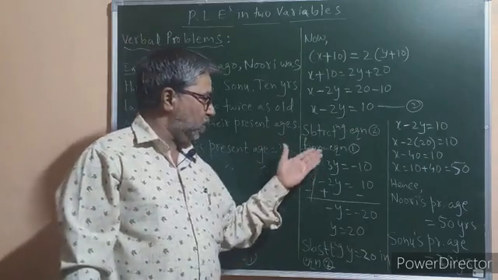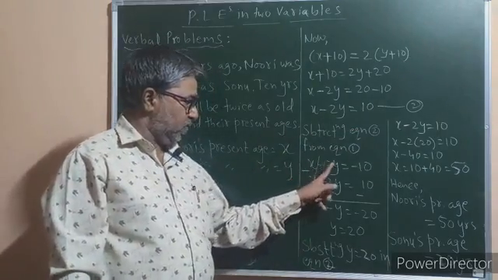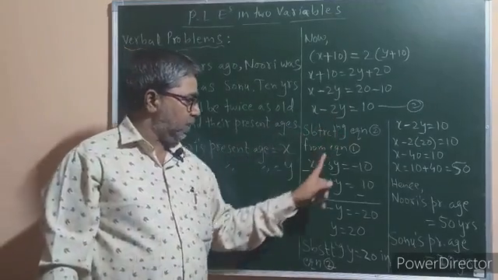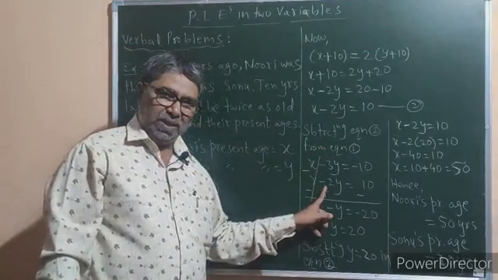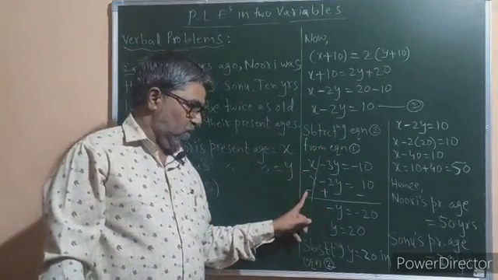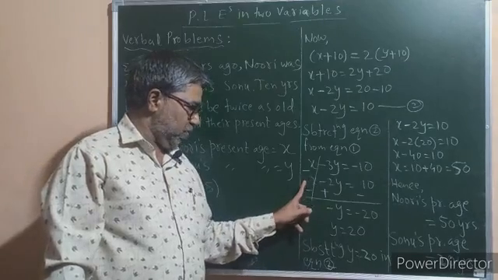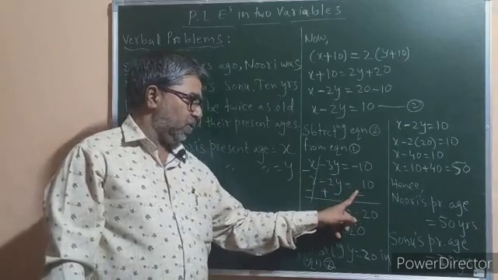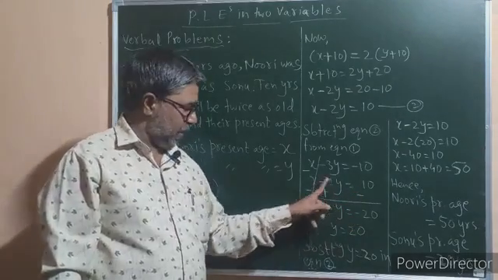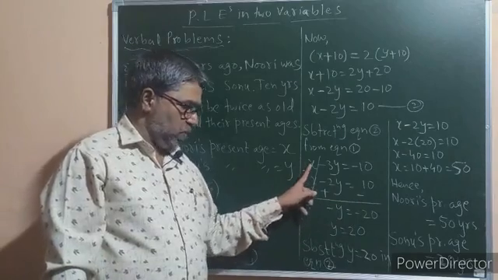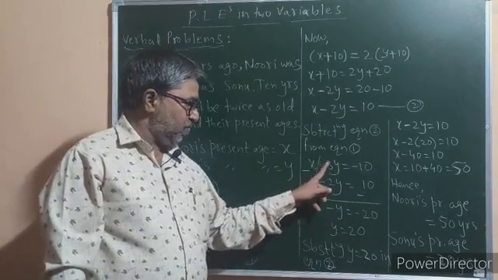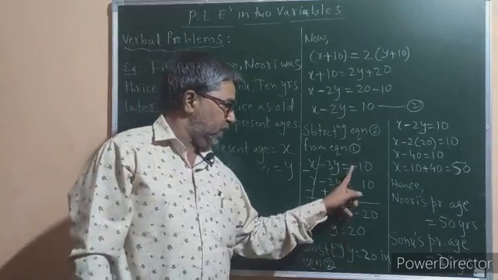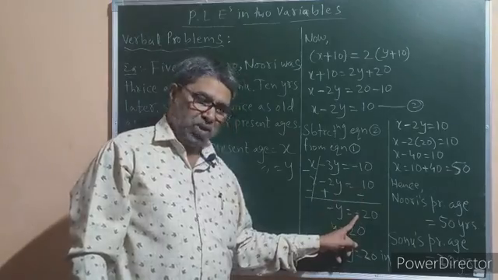So, subtracting equation 2 from equation 1: X minus 3Y is equal to minus 10. This is our equation 1. X minus 2Y is equal to plus 10. This is our equation number 2. We are subtracting, so we have to change the sign. Plus X will be converted to minus X, minus 2Y to plus 2Y, and plus 10 will be converted to minus 10. Plus X minus X will be cancelling, eliminating. Minus 3Y plus 2Y will be minus 1Y, that is minus Y is equal to minus 10 minus 20.